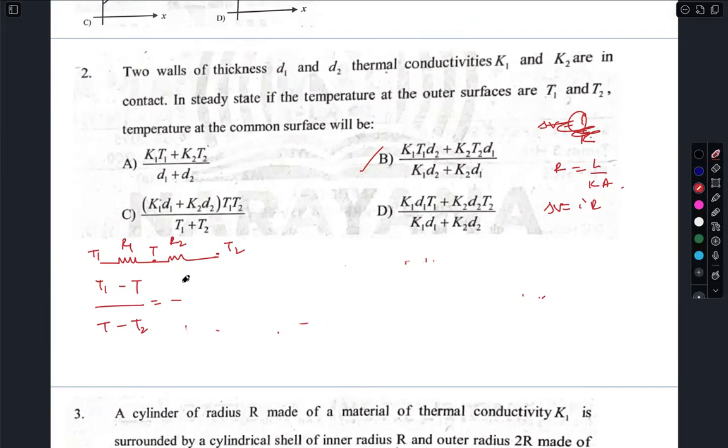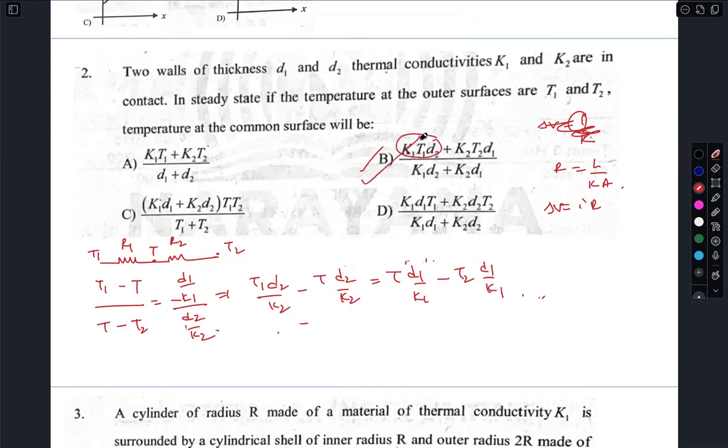In that case, it is like temperature difference, D1 by K1 by D2 by K2. That's all. So again, you will get the condition T1 D2 by K2 minus T D2 by K2 is equal to T D1 by K1 minus T2 D1 by K1. Now you see T1 D2 K1. That's the combination you should get.